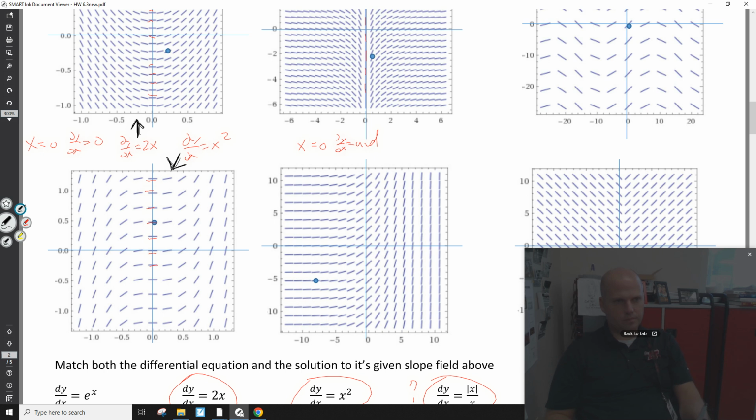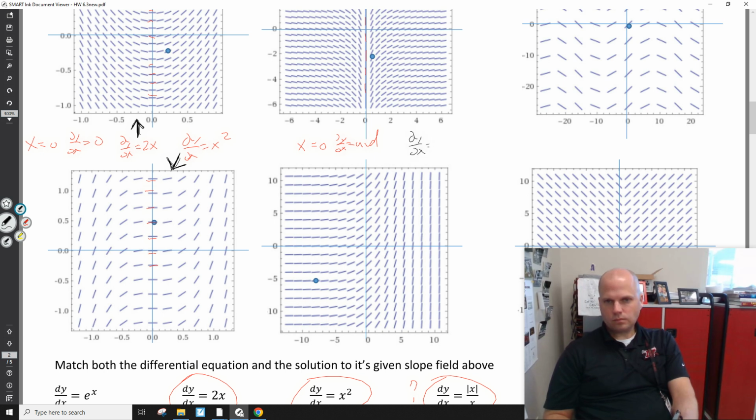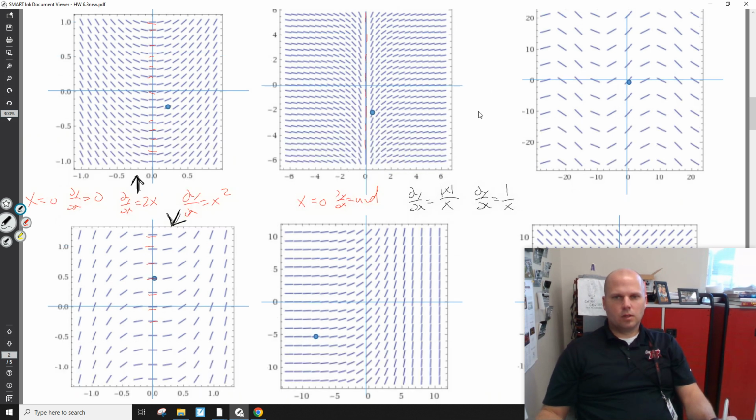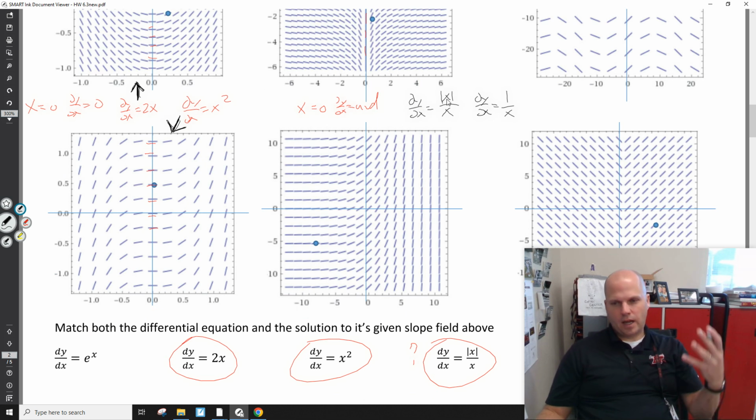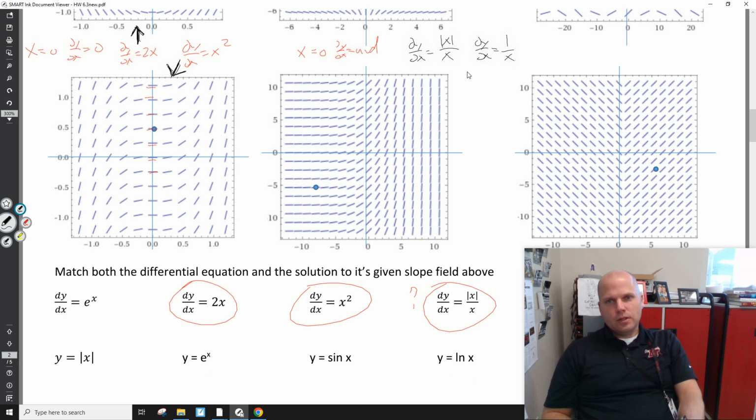I don't like using red all the time. Let's see. We should know this jump function produces values that are either positive 1 or negative 1. If I plug in 2, I get 2 over 2, 1. If I plug in negative 2, I get 2 over negative 2, which is negative 1. You should see this idea that the slopes are all consistent on one side of things and all consistent on the other side of things.